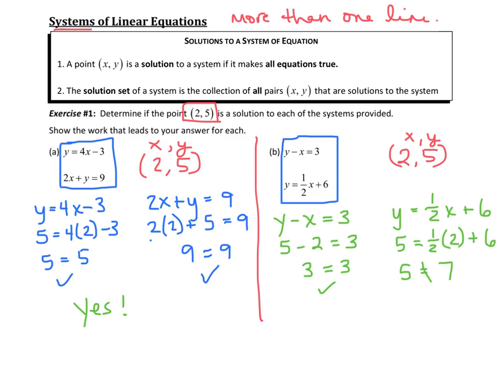Now, even though the point worked in one of the equations, but not the other, we would say that it is not a solution. Okay, it has to work in both. So it is not a solution to that system of equations.